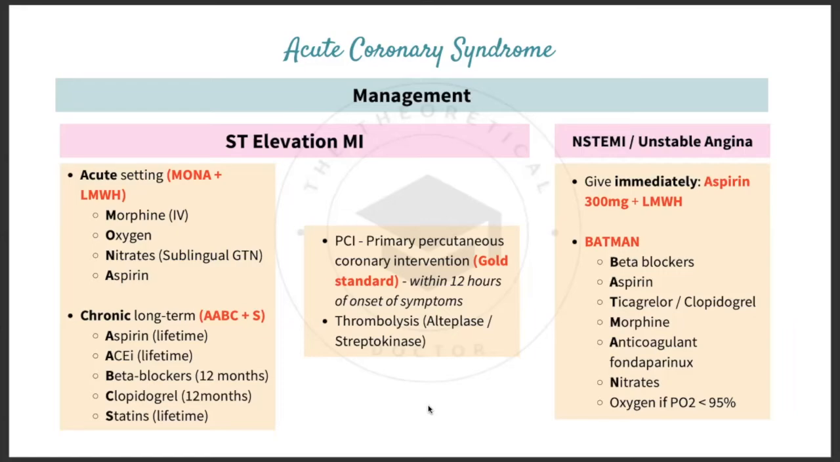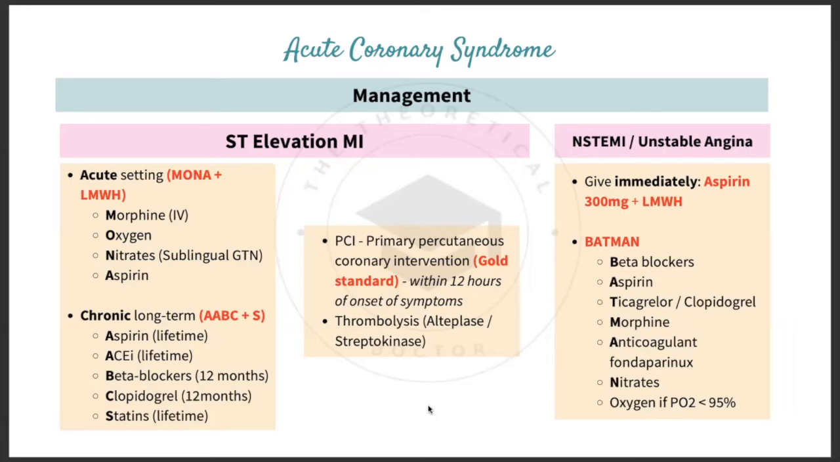Now, after you've managed them, they've been stabilized and you're going to discharge. So for the chronic long-term management, what would you prescribe? The mnemonic to remember here is AABC plus S. So A for aspirin, lifetime. ACE inhibitors, lifetime. Beta blockers for 12 months. Clopidogrel for 12 months. You can even give ticagrelor. And also statins, lifetime. So this is important if you have short essay questions or modified essay questions.